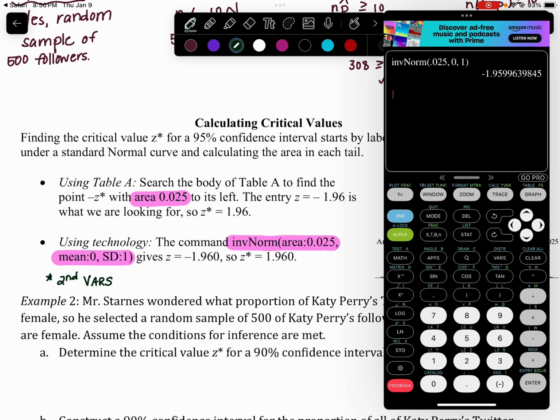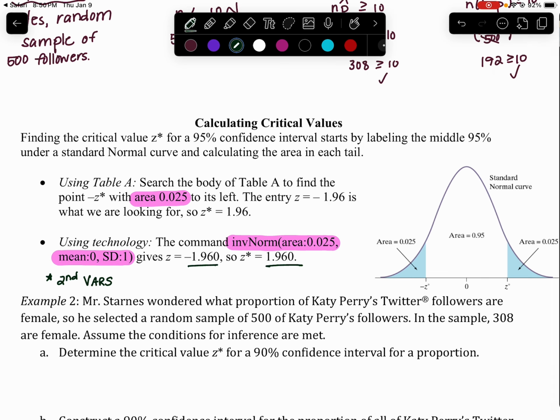Once you have those values, hit enter, and then you can see where they got that negative 1.96 from. It will give us the negative value. We just know that our critical value is the positive of that. Okay, so it's going to be the positive and the negative. So that's how they got this value, then rounding. Right? Pretty simple, just remembering how to do it. So second VARS is where we found that.